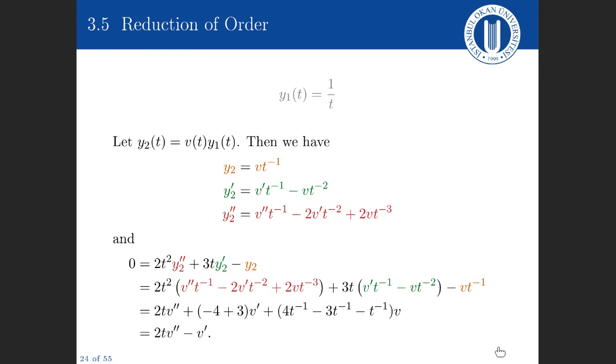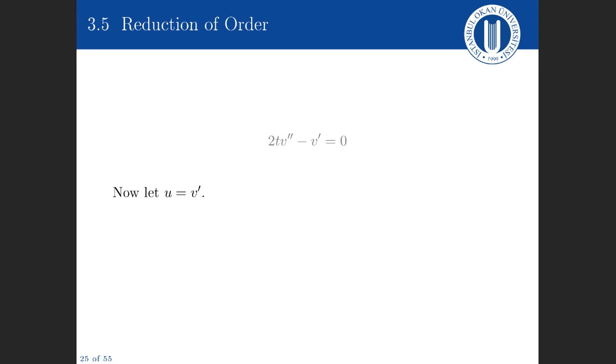This simplifies to 2t v double prime minus v prime. We have our differential equation for v. We do a substitution. We're going to let u be equal to v prime. And the first order equation that we want to solve will be 2t du dt minus u is equal to 0.